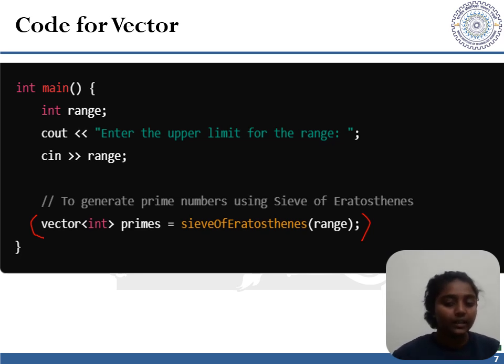If you look at the syntax of this specific line of code, what you see here is vector int. This is the data type that the vector is expected to store, and this primes is the name of the vector that we are generating, and this particular line of code will call the sieve of Eratosthenes function, which we will be defining in the next few minutes of this video. Moving on.